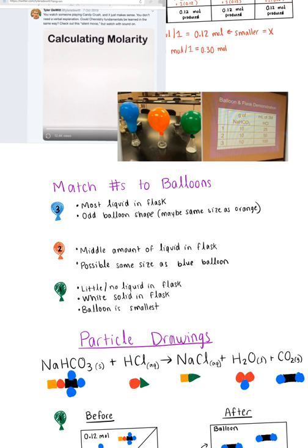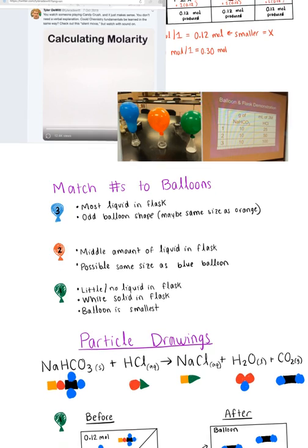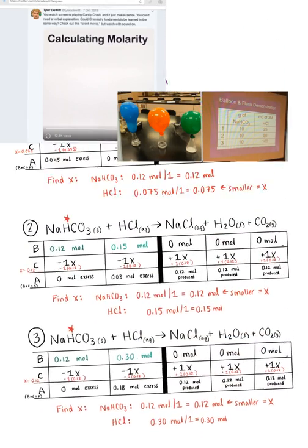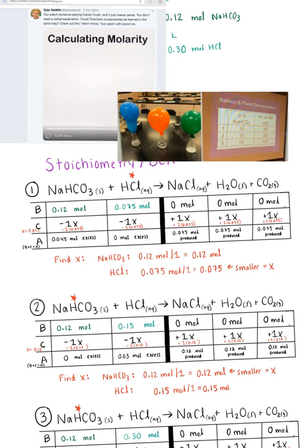So I tried to match. Well, when we did our BCA table, in number 1, we noticed that there was excess of the NaHCO3, right? Let's look back. For flask number 1, I made product, NaCl, I made water, and I made 0.075 moles of gas. And there's excess of the solid. Which one do you see excess solid in? That's the green balloon, right?